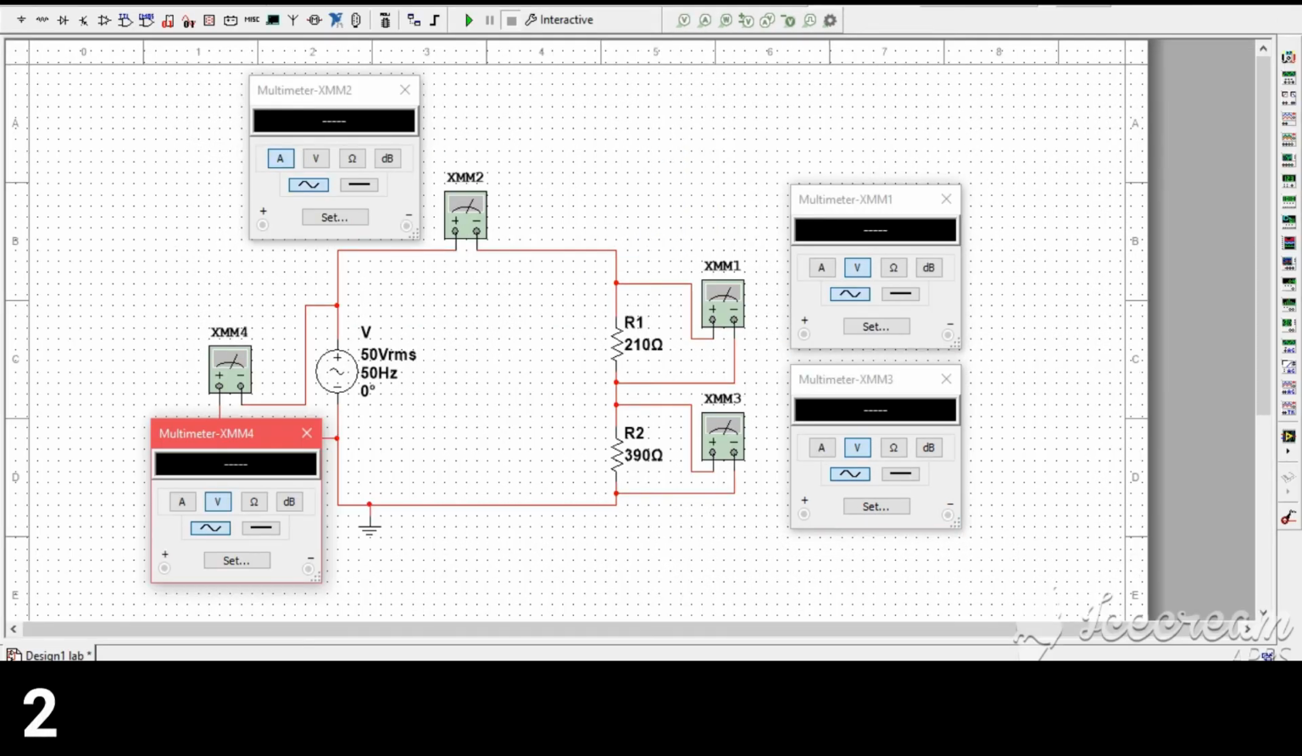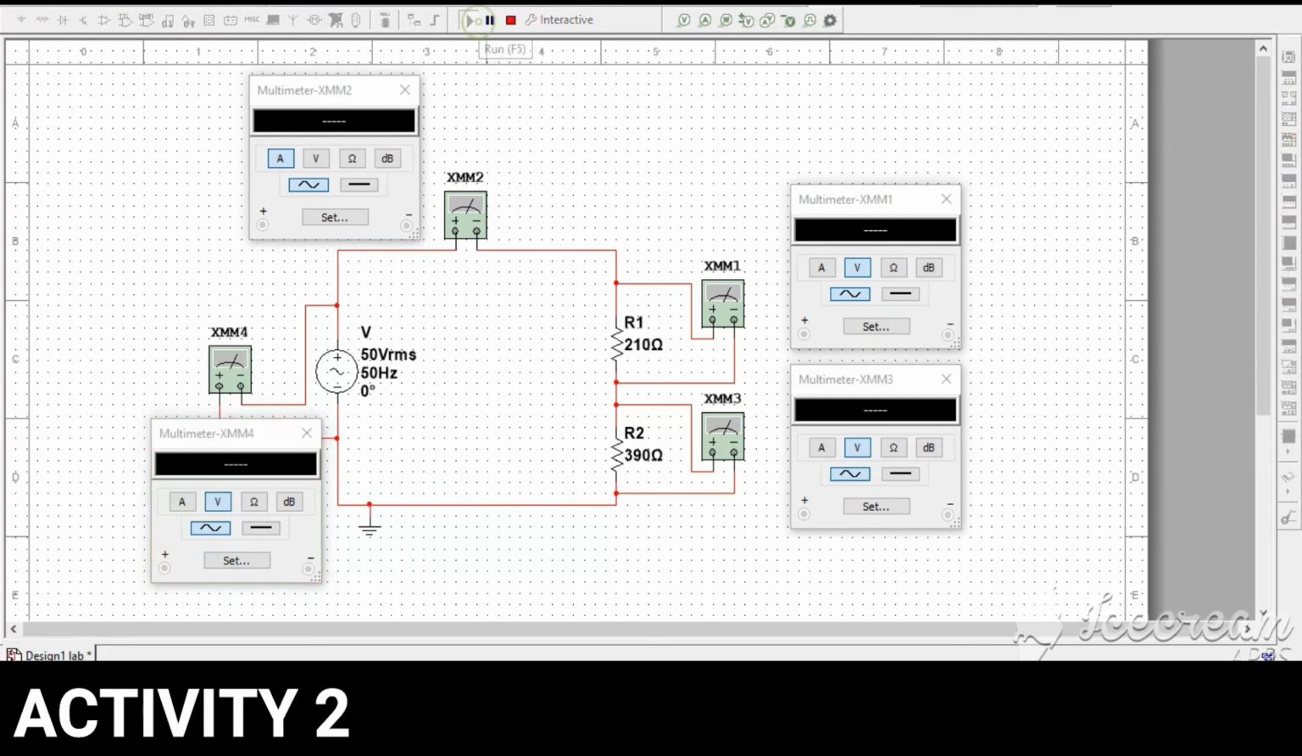So this part, the question asks us to find I, VR1, VR2 and V total. So first we arrange the circuit as the question gave. We have 50 Hz and 50 volt power supply. We have R1 equal to 210 and we have R2 390 ohms. After that we put voltmeter and ammeter in the circuit, and lastly we click run.